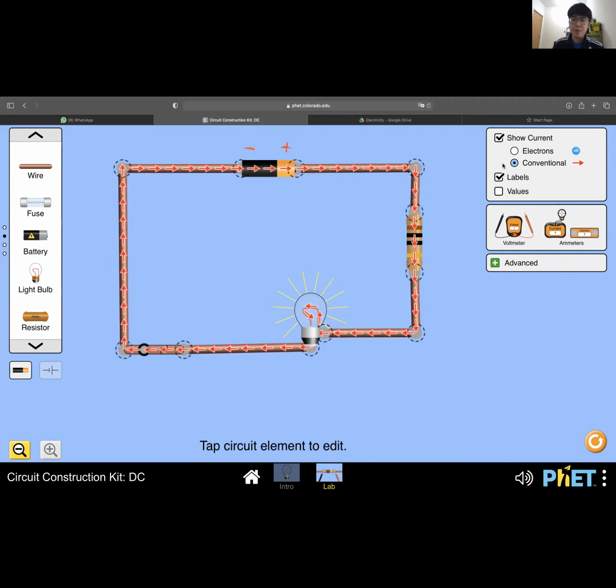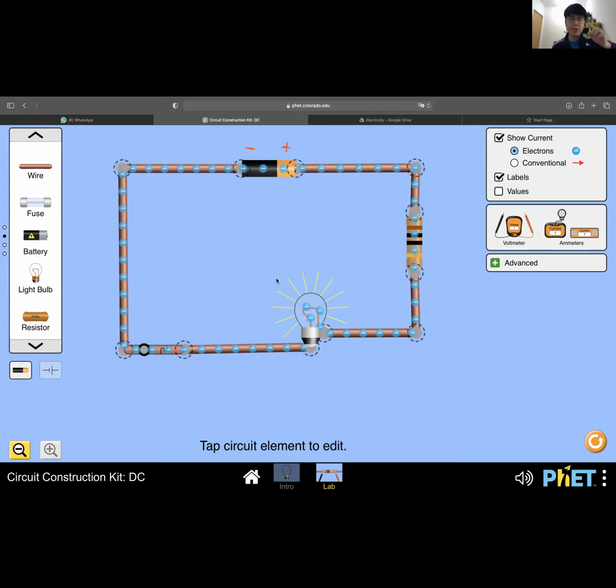Now let me show the electron flow here. If I change this to electron, you see the direction. Where is it going? It's going anti-clockwise, correct? So electron flow is from the negative to the positive. Something to take note, very important: the electron flow is negative to positive, but current is positive to negative.